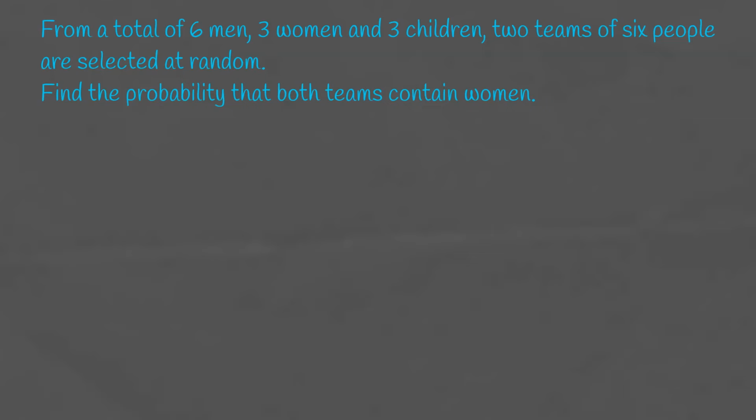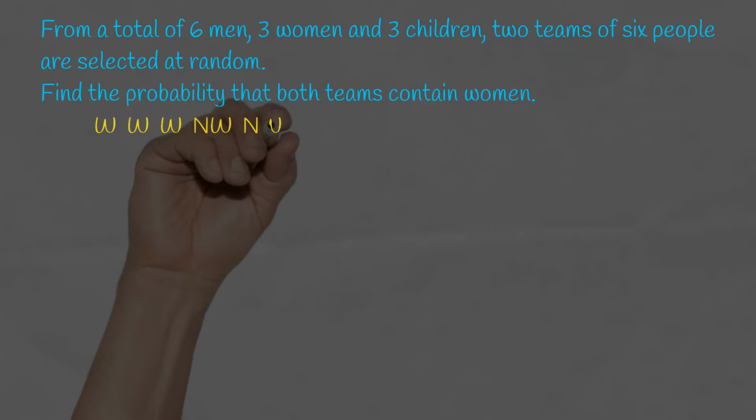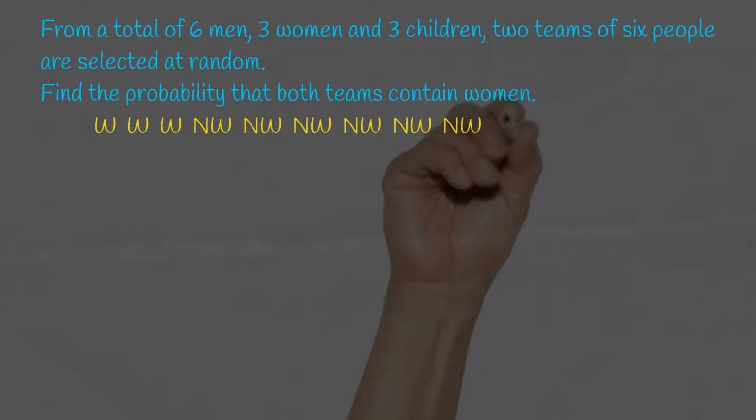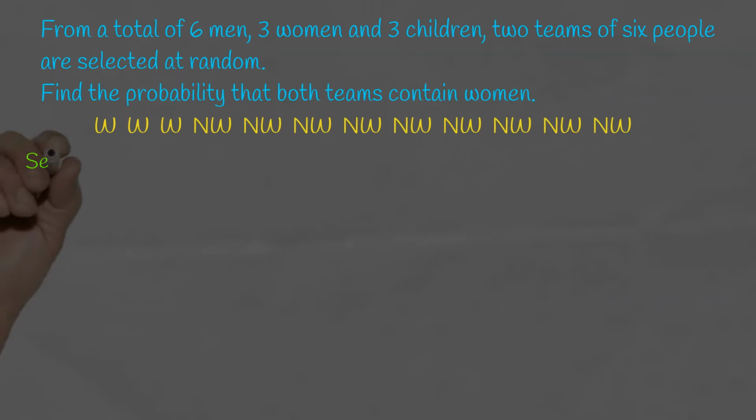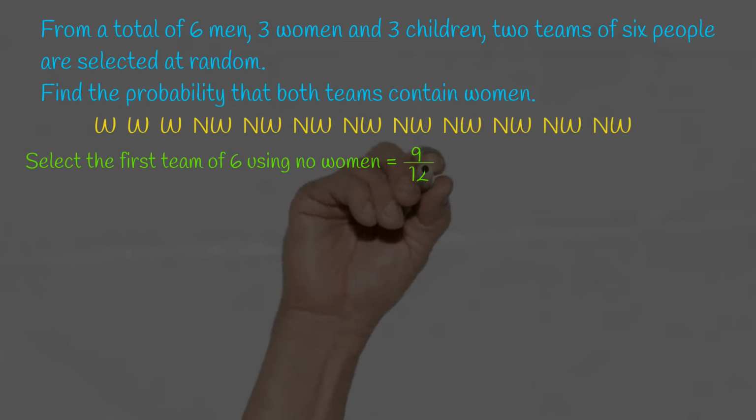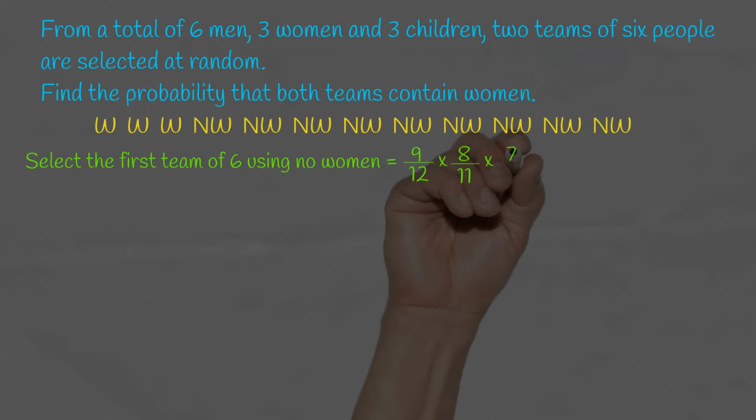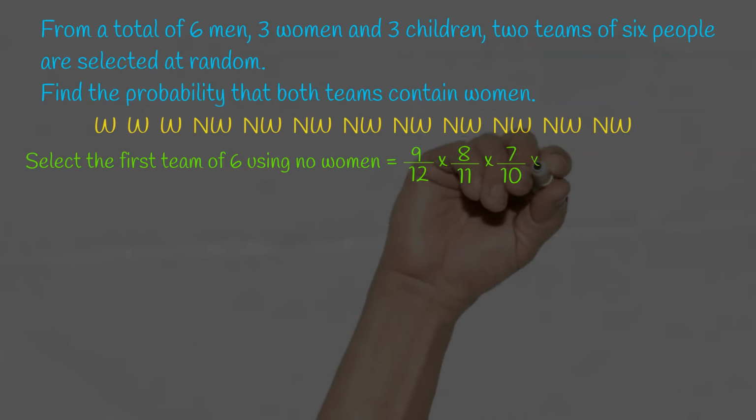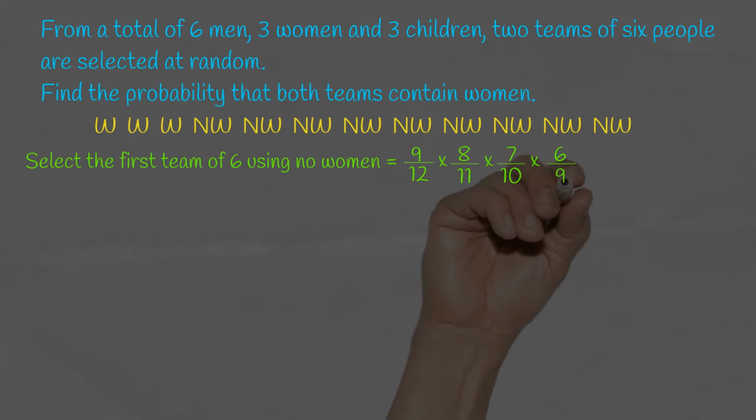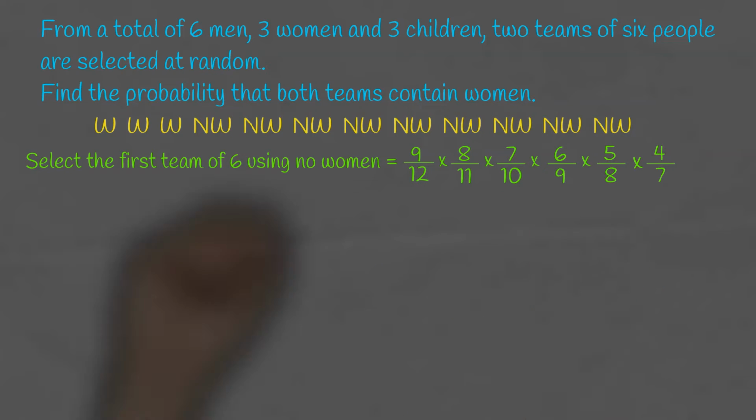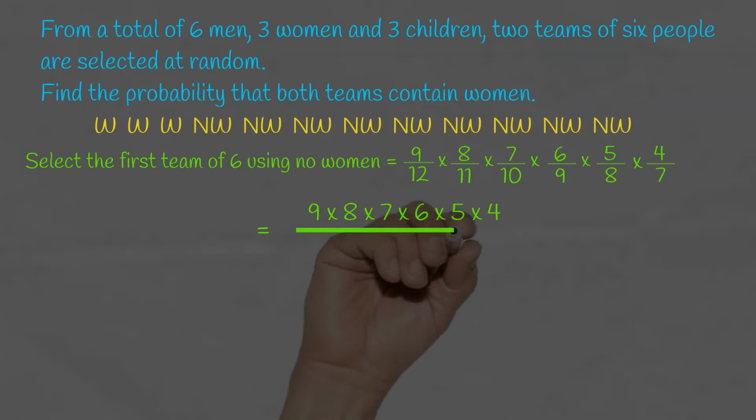To make it easier, we're going to write down the available people like this, as they are either a woman or not woman. So if we start by selecting the first team of 6 using no women, for the first person we'll have a choice of 9 people from the available 12, and for the second person there'll be 8 people from only 11 people left now. Then we'll have 7 people to choose from out of the remaining 10, and 6 people to choose from the remaining 9, and so on. So we end up with this calculation.